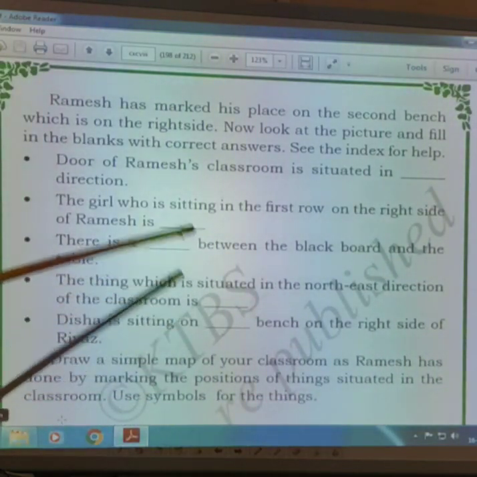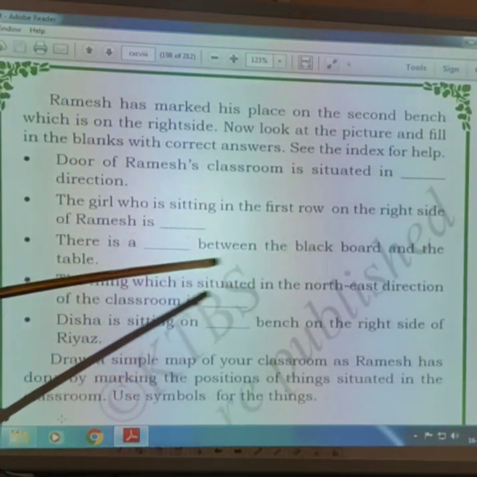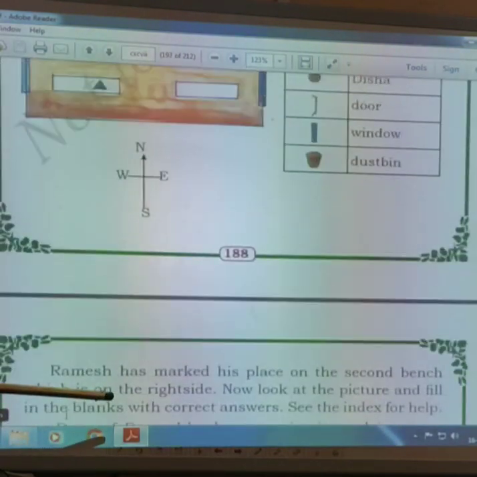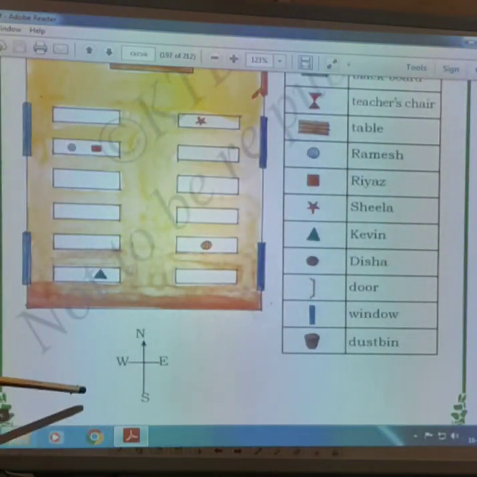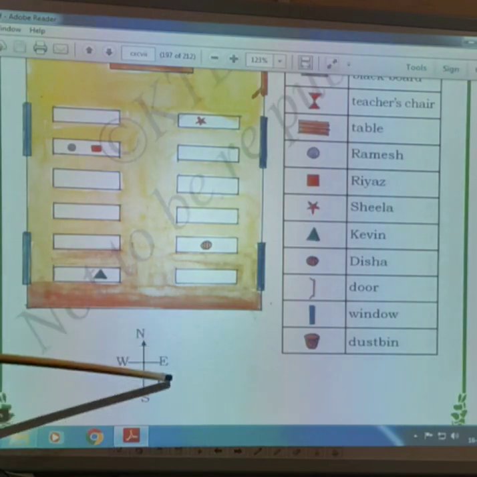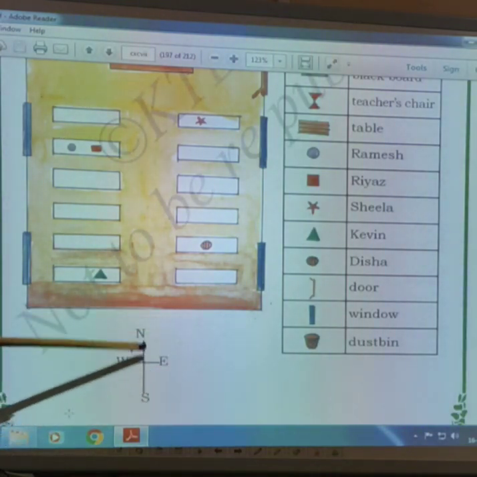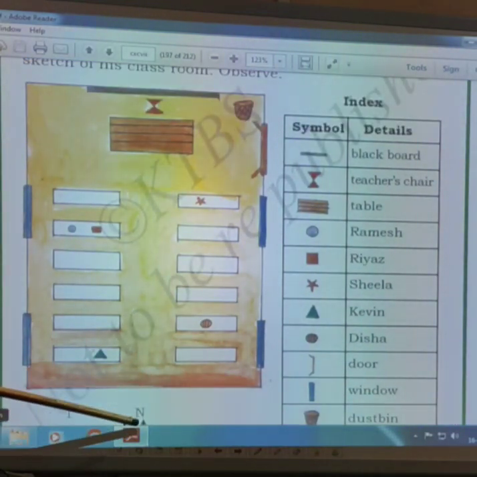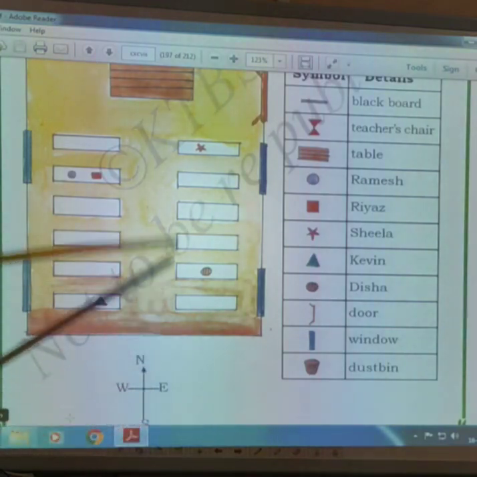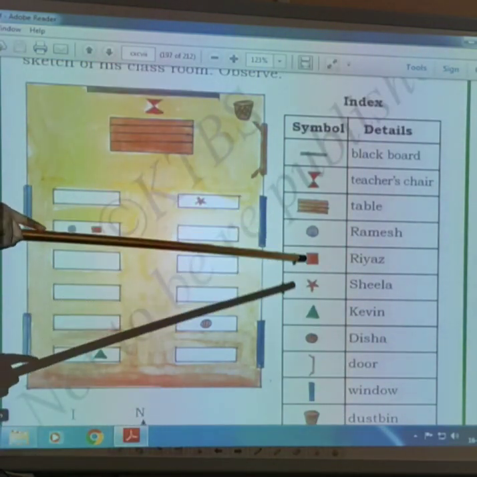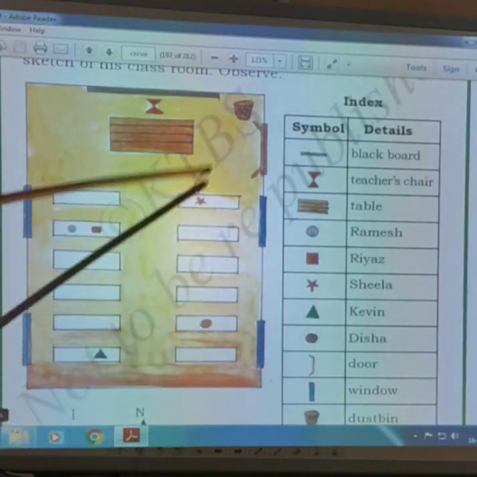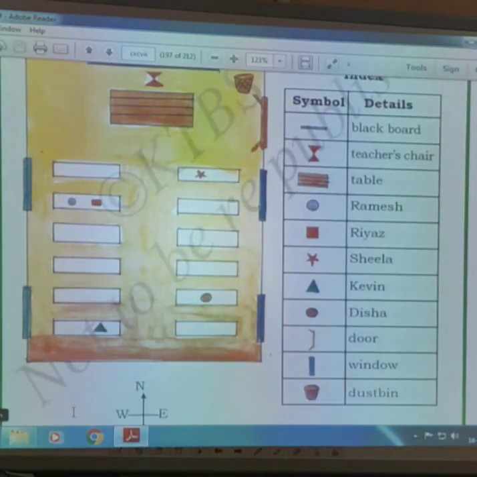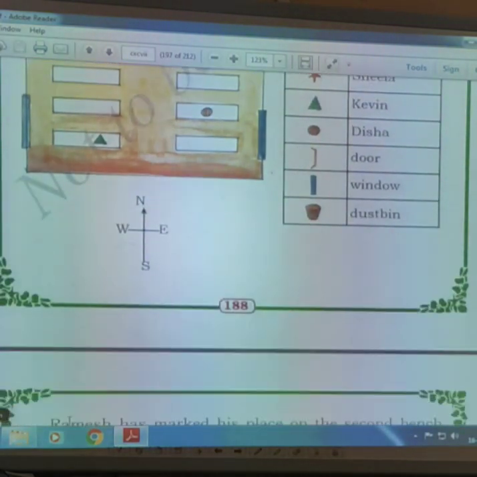The thing which is situated in the northeast direction of the classroom is... Northeast means this side. This side, which thing is there? Situated in the northeast direction are the door and window.